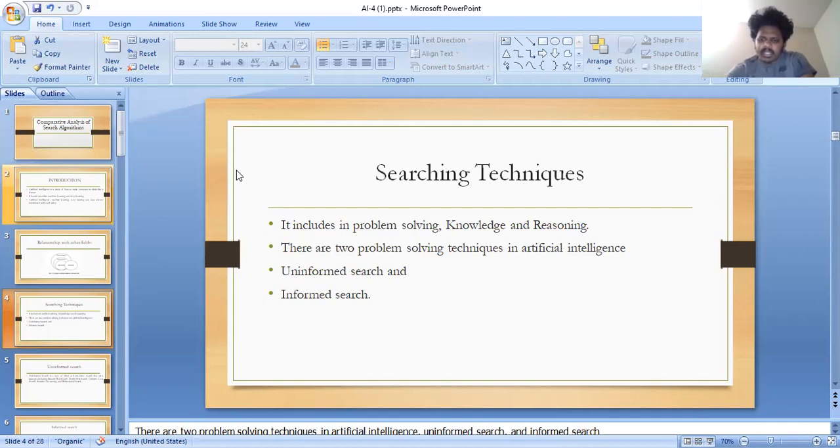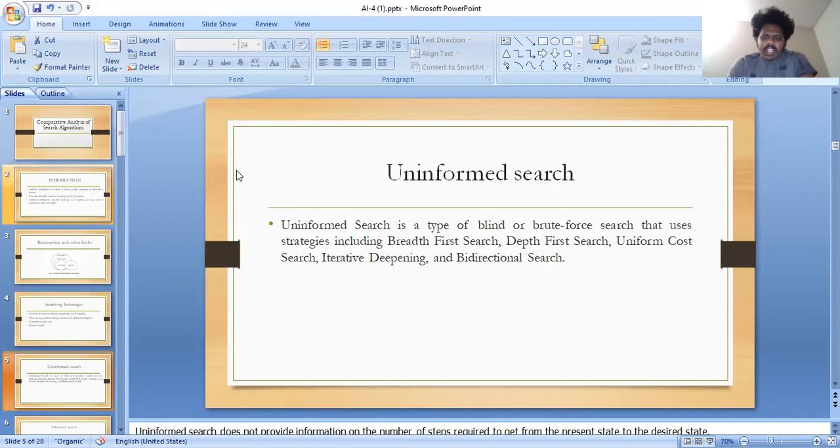Coming to searching techniques, they are included in problem solving, knowledge and reasoning. There are two problem solving techniques in artificial intelligence: uninformed search and informed search. Uninformed search is a type of blind or brute force search that uses strategies including BFS, which is breadth first search, DFS, which is depth first search, uniform cost search, iterative deepening, and bidirectional search.